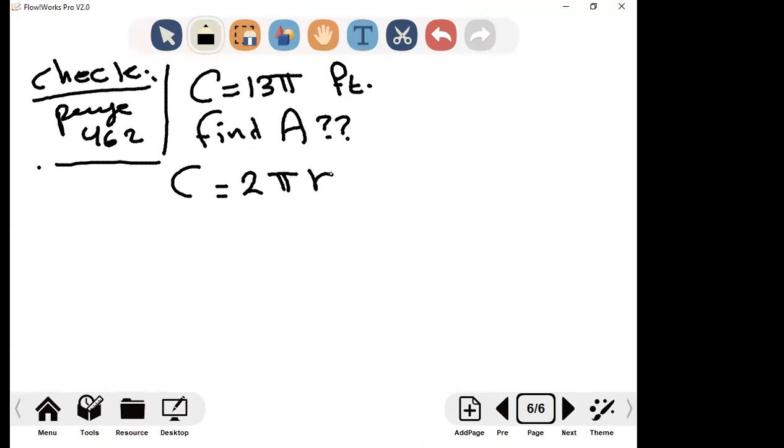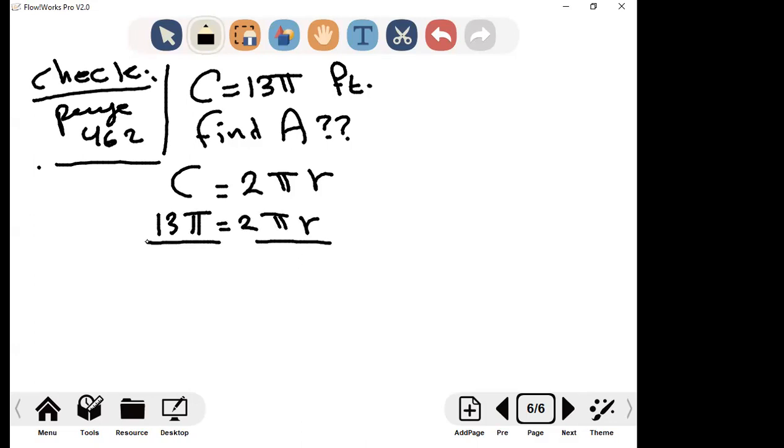Read the question. Why do you say 13 by itself? And where did you get 32 from? What does that have to do with it here? We are checking. Focus. What's the circumference? 13 pi. Okay. The circumference is 13 pi. Replace C by what? 13 pi. And continue: 2 pi r.